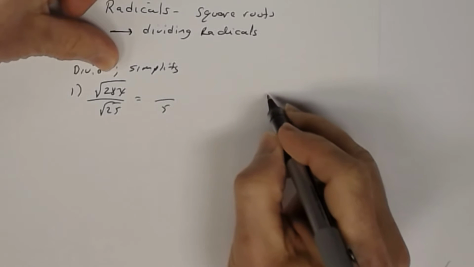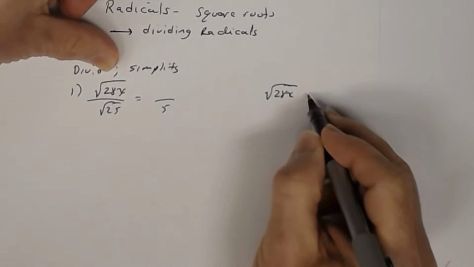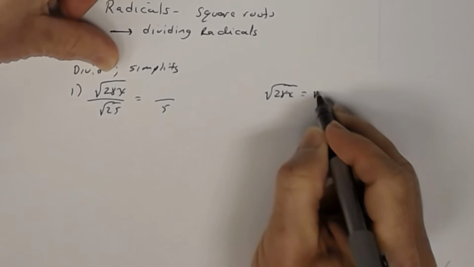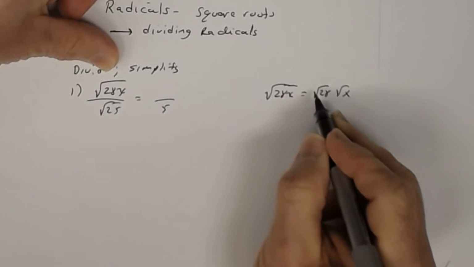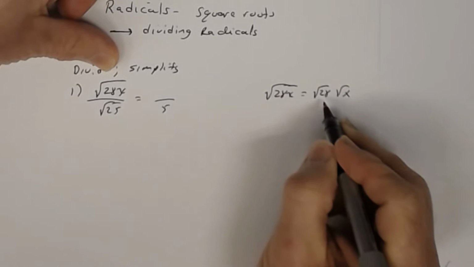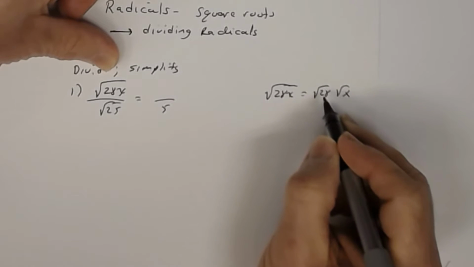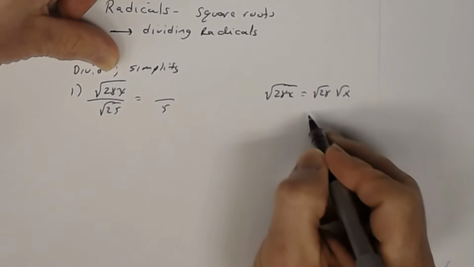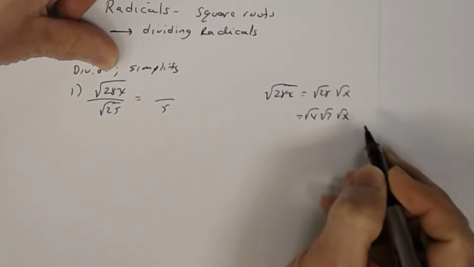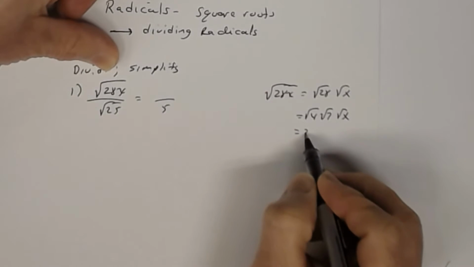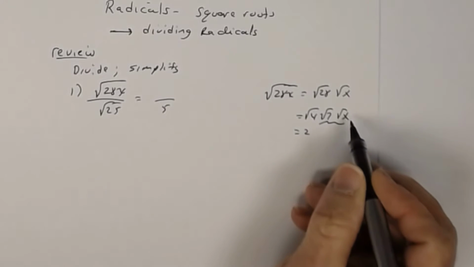The square root of 28x, I'm going to go ahead and rewrite it. Remember, based on the product rule for radicals, that's the square root of 28 times the square root of x. Then the square root of 28 we can simplify because the largest perfect square that goes into 28 is 4. So we get the square root of 4 times the square root of 7 times the square root of x. The square root of 4 is 2, and we know that we cannot simplify the square root of 7, and we cannot simplify the square root of x.